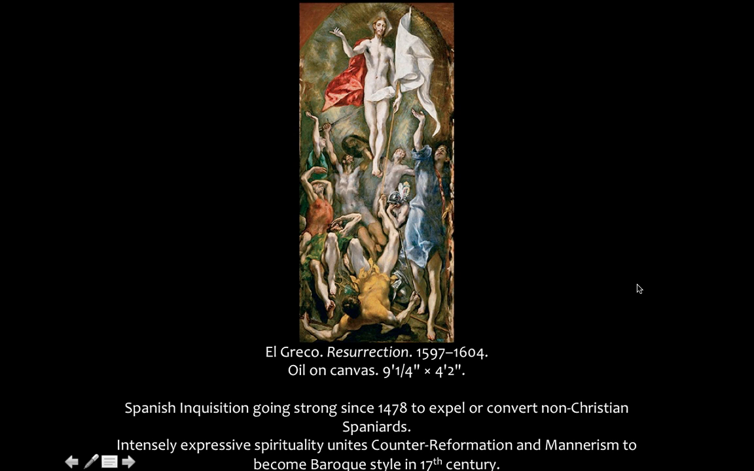So El Greco, the works by El Greco, I'm not going to go through this because we need to get along to the Baroque style, but I do encourage you to look specifically at this painting right here in terms of the Inquisition and the Spanish Inquisition in particular. So I want you to pay close attention to how he begins to unite this Counter-Reformation movement and Mannerism, and some of the elements that he puts together are going to lead us to the Baroque, but I'm going to go ahead and go there now.